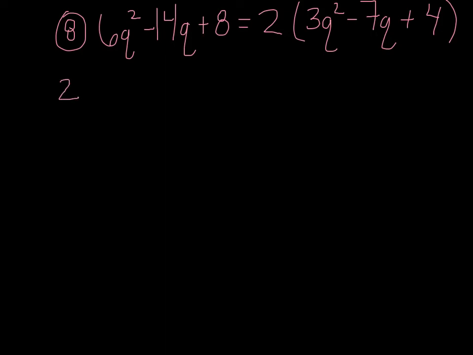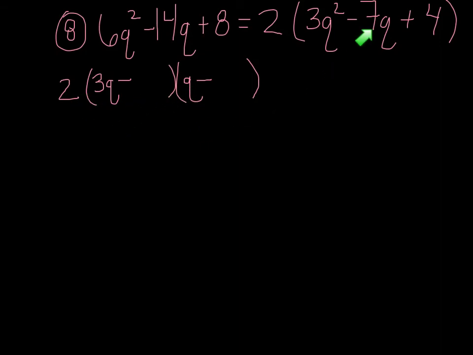So the 2 just comes along for the ride, and I set up my two sets of binomials. I have to multiply to 3q squared. Luckily 3 is prime, so my only options are 3 and 1. I also have to multiply to 4, but I want to add to negative 7. So because it's a positive product but a negative sum, that tells me they're both minuses. And I consider, do I want the 4 here? So I'll have negative 4 plus negative 3. Or do I want the 4 here? So I'll have negative 12 and negative 1.